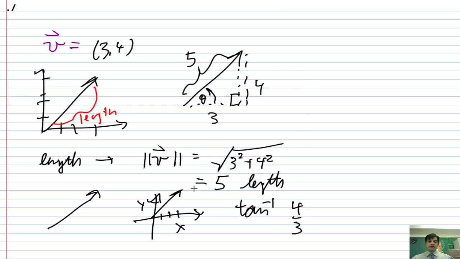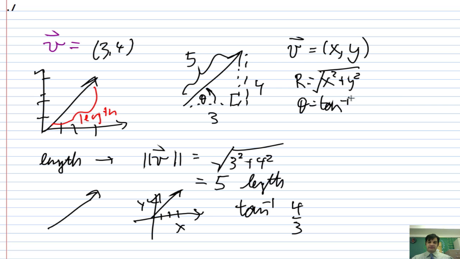So the general formula is if I have a vector v equal to x and y, to get the length of the vector, that's the square root of x squared plus y squared using Pythagoras' theorem, and the angle is the inverse tangent of y over x.